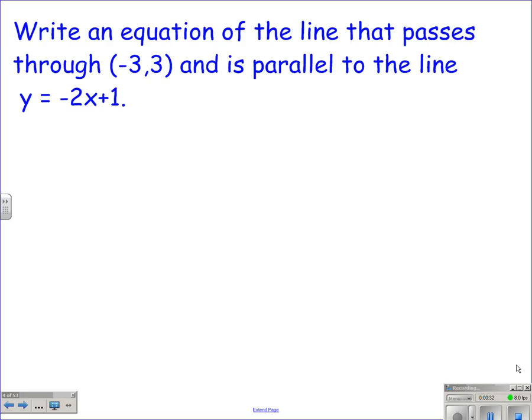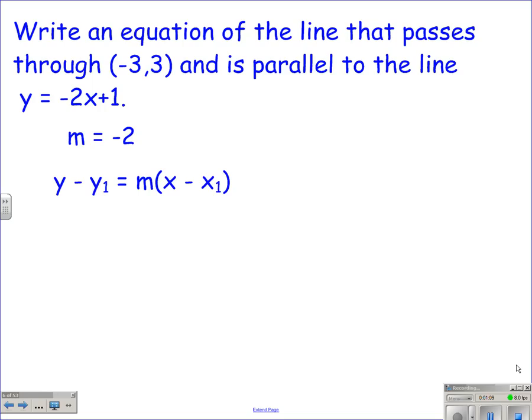We're going to write an equation of a line that passes through negative 3, 3 and is parallel to the line y equals negative 2x plus 1. We first need slope in order to write our equation, and we know that if two lines are parallel, they have the same slope. Slope is equal to negative 2. Using that slope and the point that the line needs to go through, let's put it into point-slope form. So we'll have y minus y1 equals m times the quantity x minus x1.